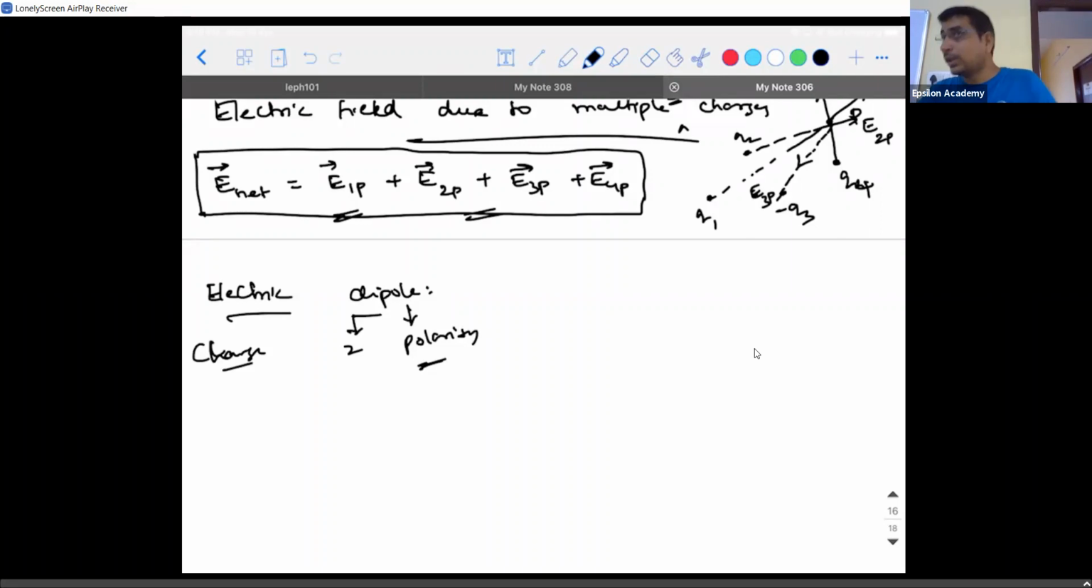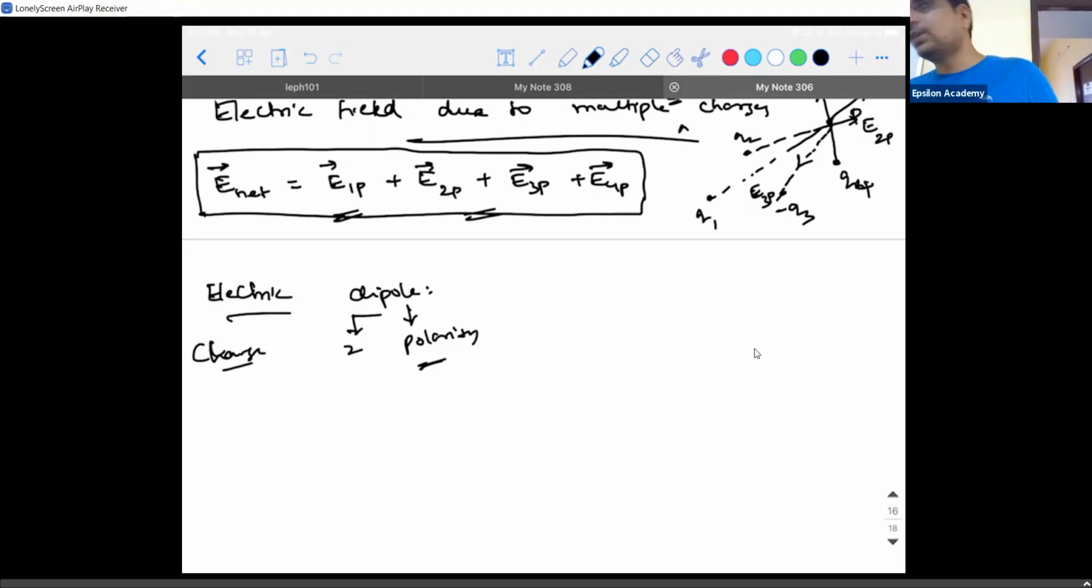Now I'm stressing on one important point. They should have opposite nature, that is right, but they should be separated by a very small distance. When I say very small distance, how much should the distance be? It should be in terms of nanometer or angstrom. So what is angstrom, guys? It is 10 to the power of minus 10 meter.